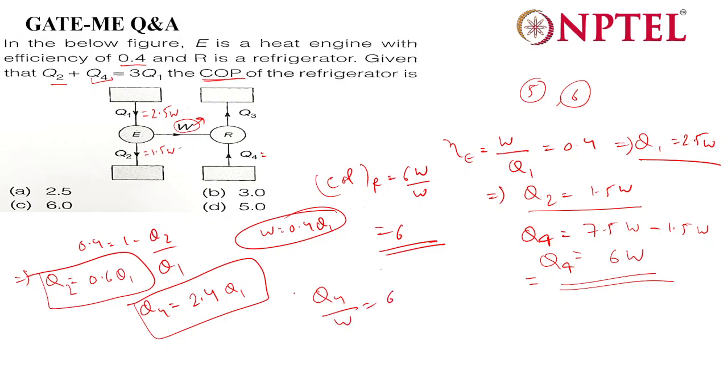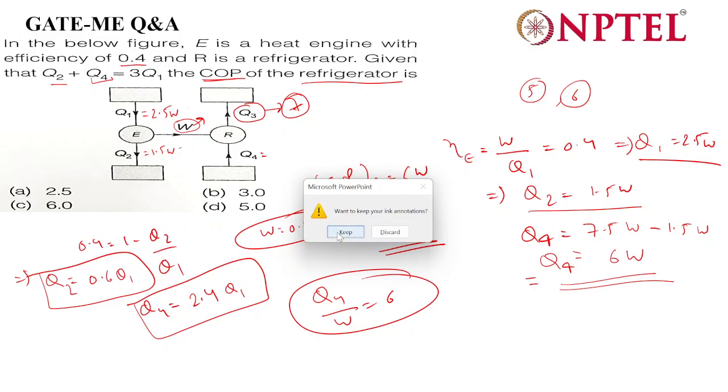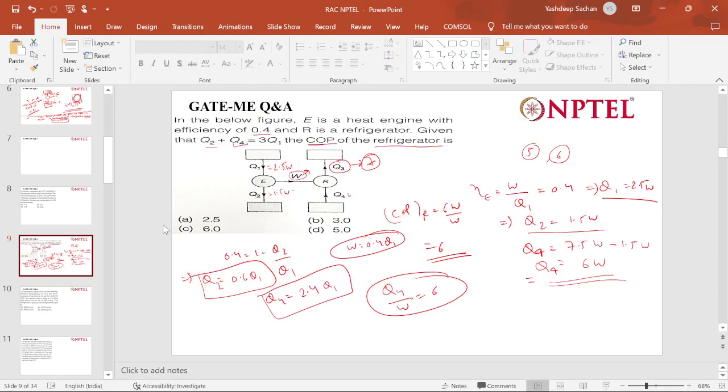And COP of refrigeration equals Q3 by W. Why Q3? Refrigerator, not heat pump. Getting or not getting? Even if you are calculating Q3 by W for a heat pump, now it will come 7, not 6. Clear or not clear? Sir, Q4 by W, and Q3 is Q4 plus W, so 1 W will come more. So 7 will come. Clear or not? Yes, sir, clear.